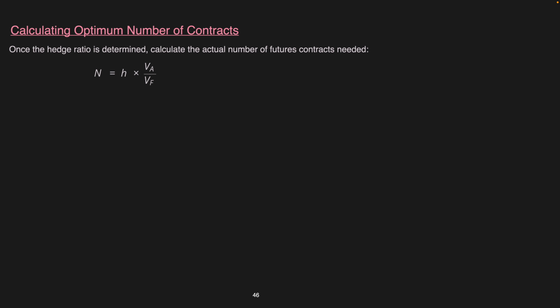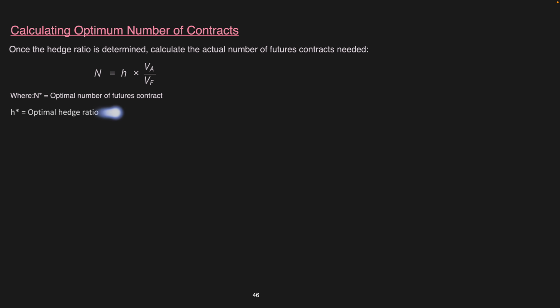Now, the next point is how to calculate the number of contracts, because just by calculating the minimum variance hedge ratio will not help you in any way. You want the mathematics of it, how many contracts you should short if you are having a particular value of portfolio. Let us see how it is calculated. It is calculated by the formula: the hedge ratio into the value of A, that is whatever portfolio you are holding, divided by the value of F, the value of the future contract.